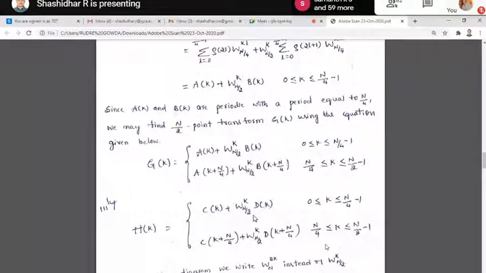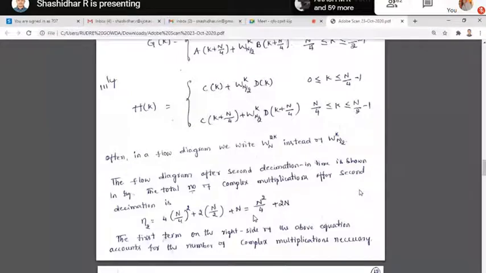Okay. So in the flow diagram after the second decimation in time, DIT, the total number of complex multiplications after the second decimation is 4 times (N/4)² plus 2 times (N/2) plus N.